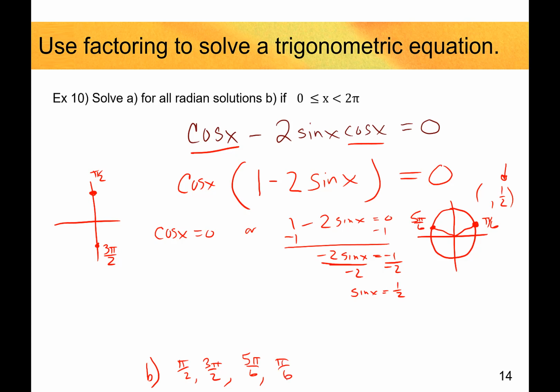Okay, now the toughie. A little bit more toughie. So part A is find all the radian solutions. So find all the radian solutions forever.